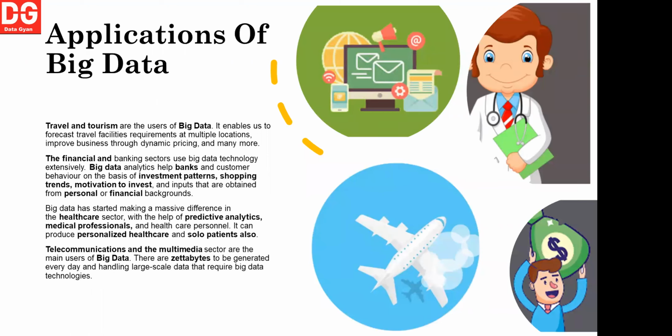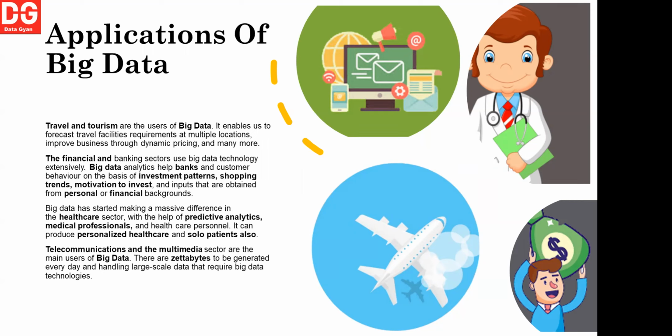Moving on to the applications of big data. So first is travel and tourism industry. The travel and tourism industry basically forecasts the travel facilities requirements for multiple locations. We have seen that there are many websites like Make My Trip and all that. What they basically do is collect all the data, like when the maximum number of people are traveling from which place to where and what the month is going to be. So they forecast that data, and then they make all the arrangements.